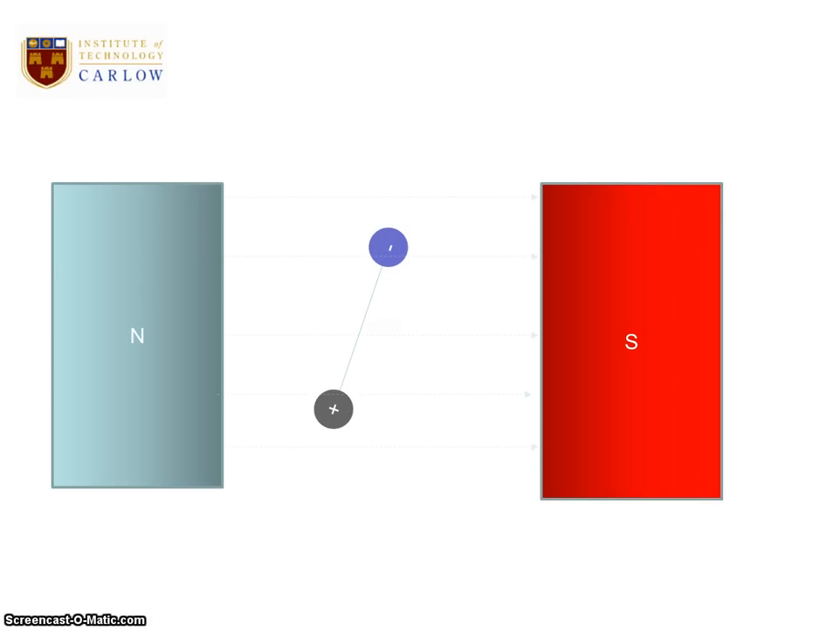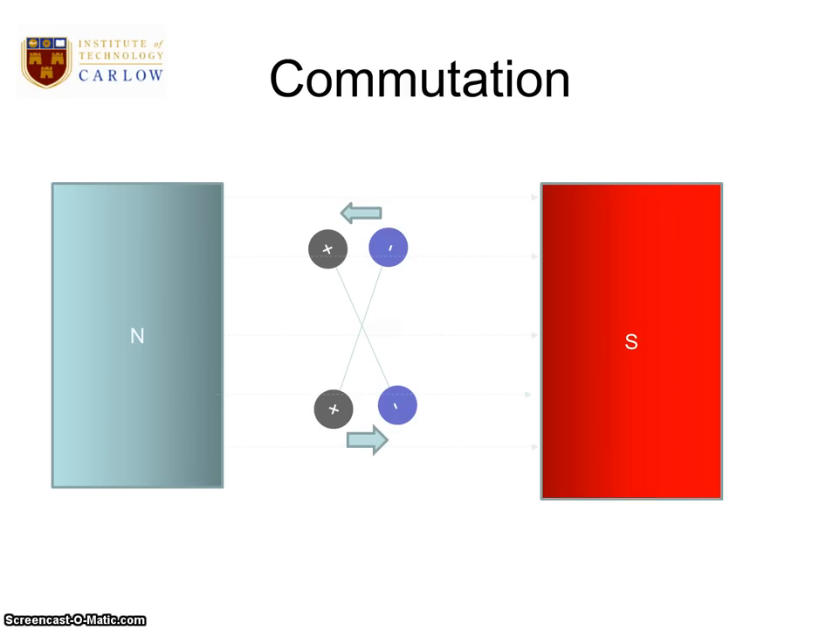So what we have is the direction of the current, just as we go through the center line here, changing from going into the screen to coming out from the screen. So we need to be able to change that. We do that with a commutator, and the whole action is called commutation.